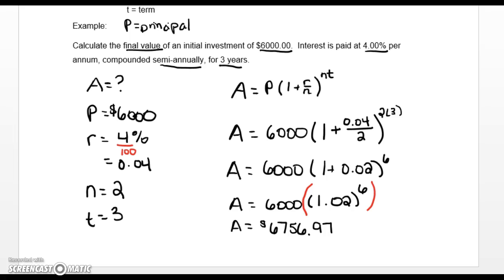This one wasn't a word problem, so you don't need to answer this with a sentence, but make sure you put your units here, which is that dollar sign. That was an example of using your compound interest formula.